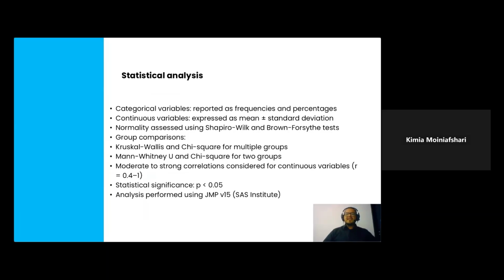For the statistical analysis, categorical variables were reported as frequencies and percentages, while continuous variables were expressed as a mean and standard deviation. We first tested the normality of distribution using the Shapiro-Wilk and Brown-Forsythe tests. For group comparison, we applied the Kruskal-Wallis and chi-square tests for multiple groups, and the Mann-Whitney U and chi-square tests for pairwise comparison. Correlations between continuous variables were considered moderate to strong when R values ranged from 0.4 to 1. A p-value of less than 0.05 was considered statistically significant.